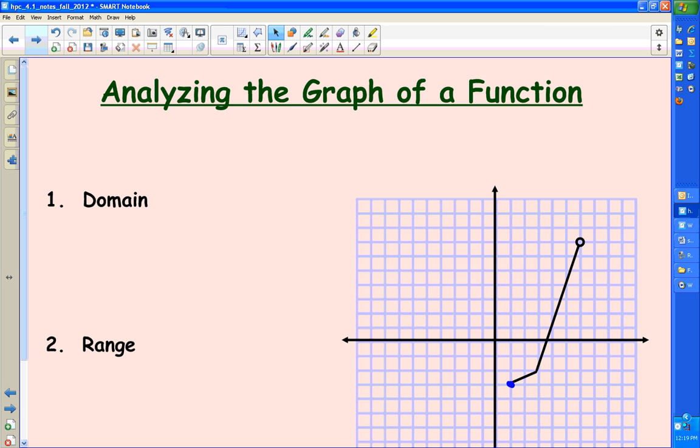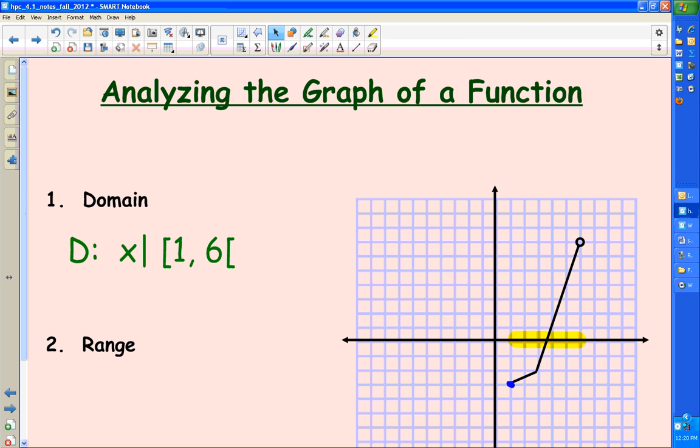So your domain are your x values. What is the smallest x can be? What's the biggest x can be? Again, if you were to go along the x-axis, where are their points? It's going to be right along here. What values of x do you get from 1 to 6?